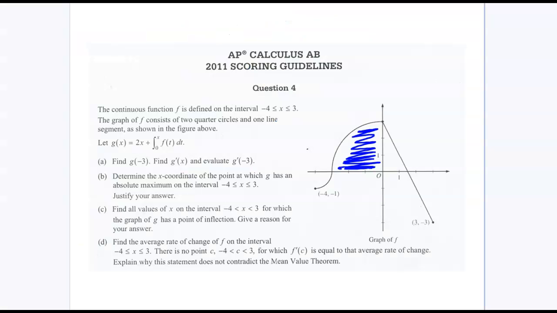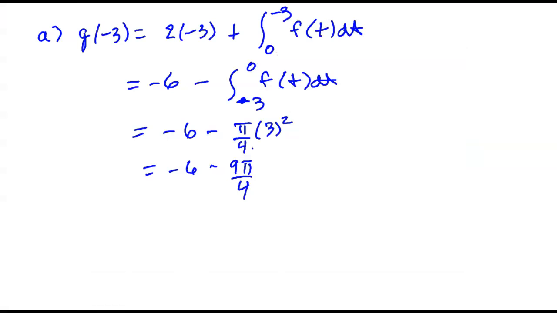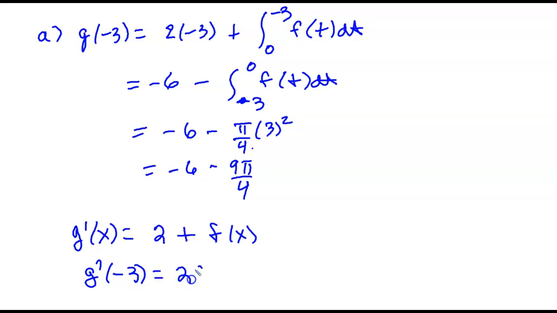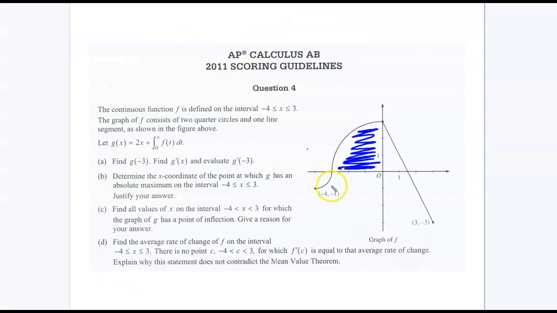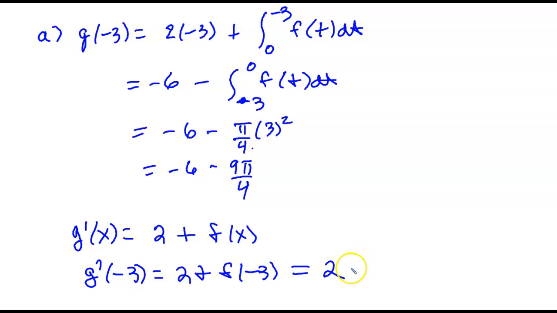Now, the second part of part A wants me to find the derivative of g and evaluate g prime of negative 3. So the derivative of g is going to be the derivative of 2x, which is 2, plus the derivative of the integral, which is going from a constant to x. So that's just going to be f of x. Now, if I want to evaluate g prime of negative 3, it's going to be 2 plus f of negative 3. Negative 3 on my graph has a value of 0. So it's going to be 2 plus 0, which is equal to 2.